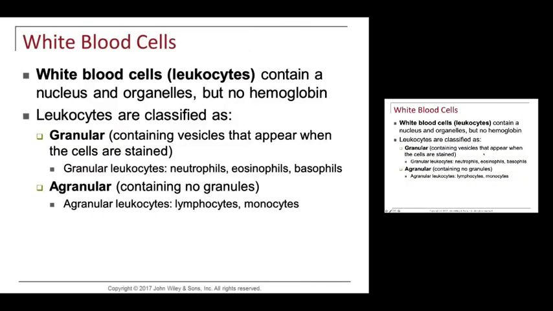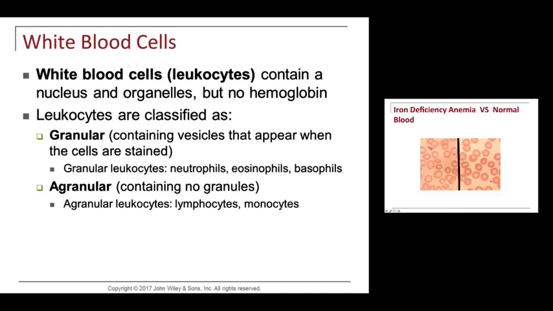Okay, let's look at the white blood cells, leukocytes. They contain a nucleus and organelles, but no hemoglobin. Only the RBC has hemoglobin. White blood cells can be categorized, as I mentioned earlier, as either granular or agranular by their structure. If the cytoplasm has vesicles that can be stained, then they're granular. If they don't, then they're agranular, the A meaning without. The granular ones, I call them BEN: basophil, eosinophil, and neutrophil. The agranular ones are L and M: lymphocyte and monocyte. There are some unique characteristics to each.